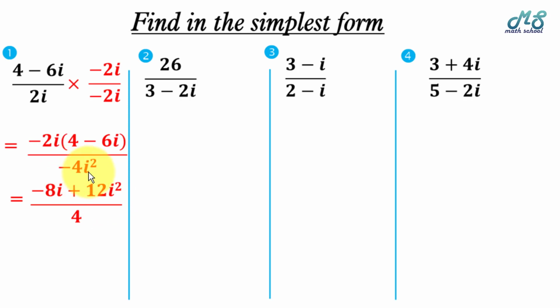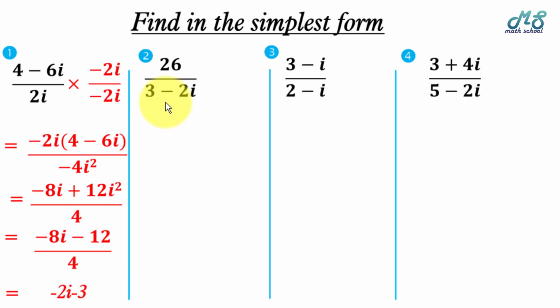i squared, guys, equals what? Equals negative 1 times negative 4. It will be 4. Pay attention, guys. i squared equals negative 1. We can write it as negative 8i minus 12 over 4. Now we can write it as negative 8 divided by 4 equals what? Equals negative 2i. Negative 12 divided by 4 equals negative 3. In the simplest form equals negative 2i minus 3.